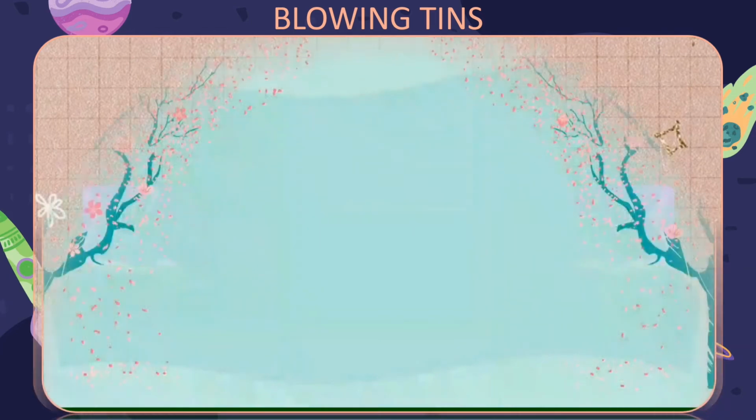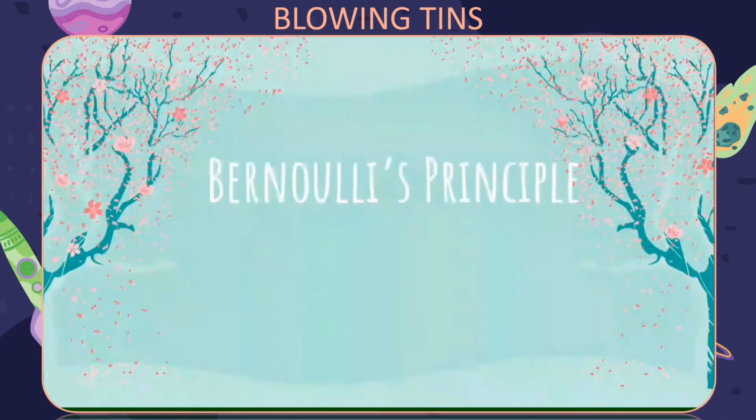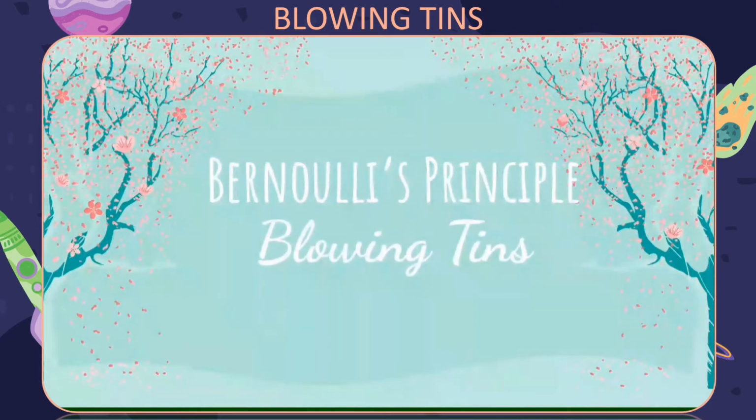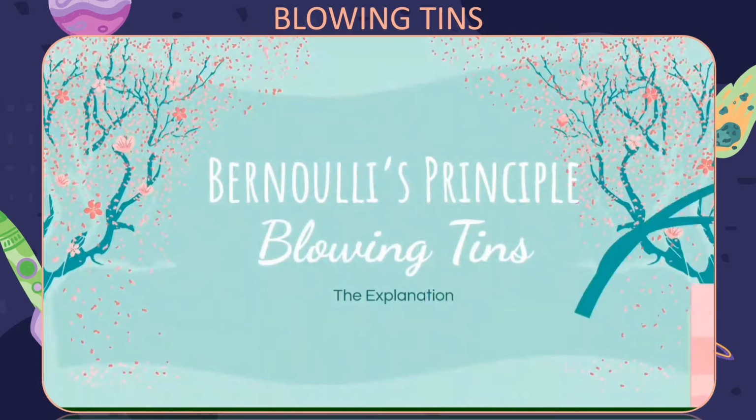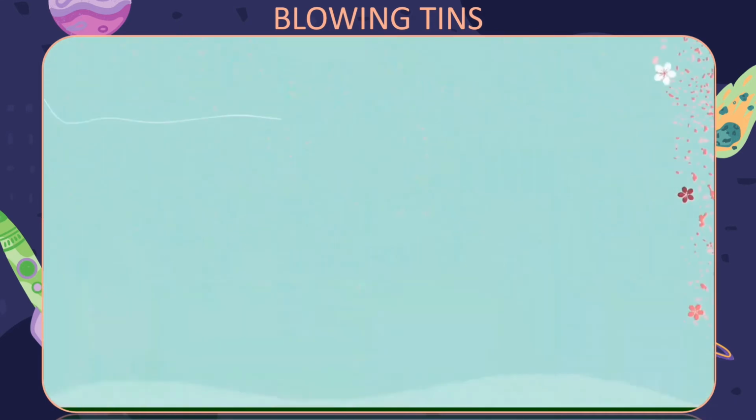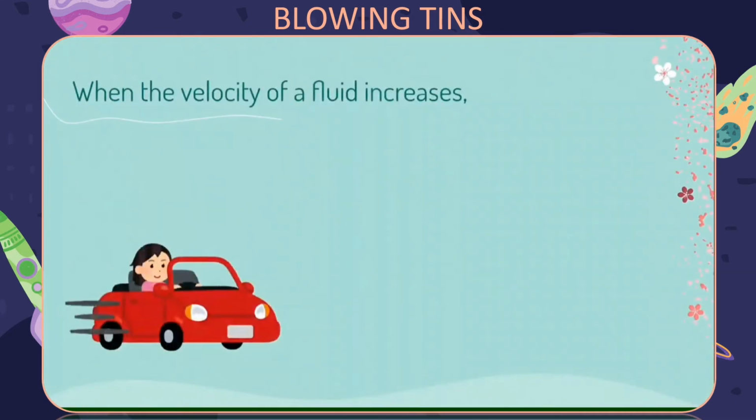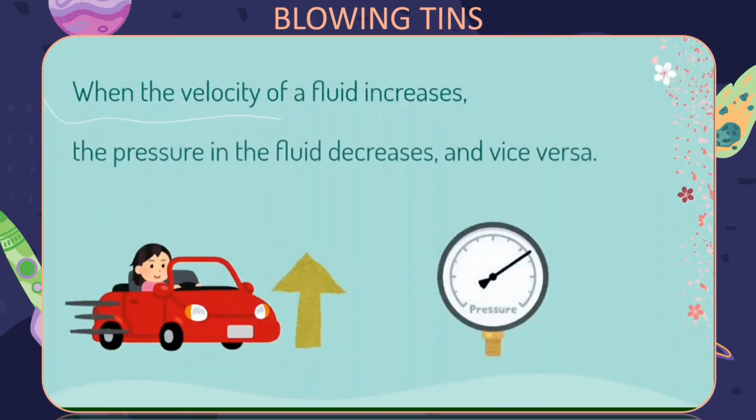Hello everyone! I'll be explaining how Bernoulli's principle applies in the experiment you just saw, which was blowing tins. Before we get started, let me remind you again what Bernoulli's principle is. Bernoulli's principle states that when the velocity of a fluid increases, the pressure in the fluid decreases and vice versa.